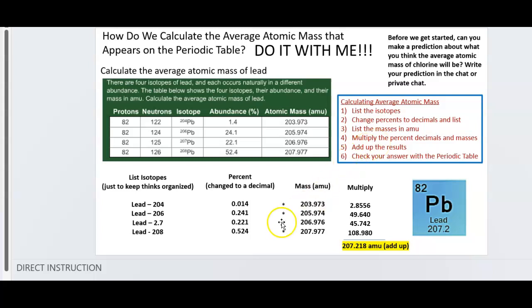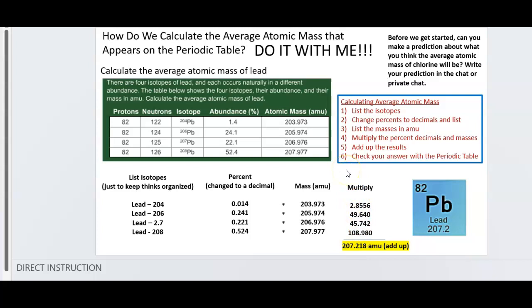the masses. And so I take 0.014 times 203, get an answer. 0.241 times 205, get an answer, and I go the whole way down. I go each one across. Step 5 says to add them all up. So I added all of these up, and I got 207.218 atomic mass units, or AMUs.